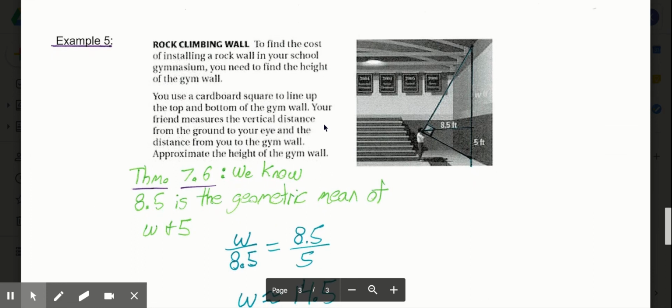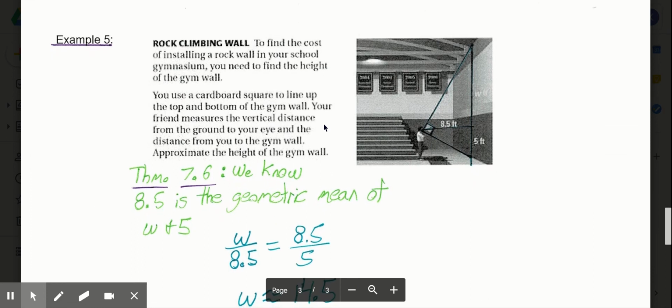So the way we can use this is example 5, a rock climbing wall. To find the cost of installing a rock climbing wall in your school gymnasium, you need to find the height of the gym wall. You can use a cardboard square to line up the top and bottom of the gym wall. Your friend measures the vertical distance from the ground to your eye and the distance from you to the gym wall. Approximate the height of the gym wall, because we all know that's the most practical way you could ever measure a wall.